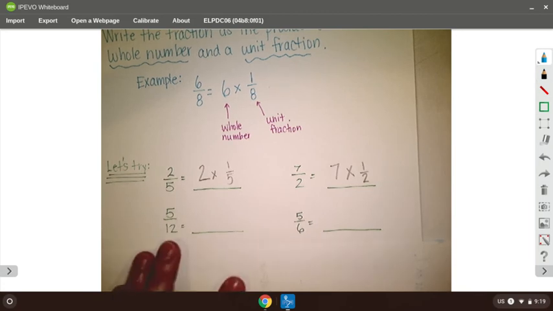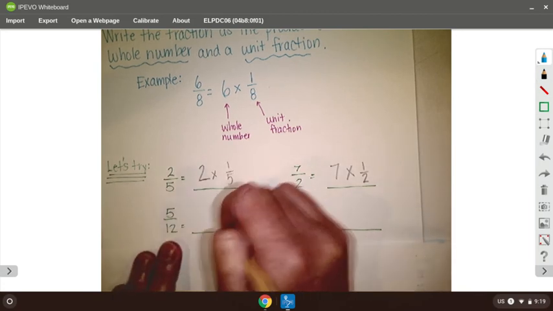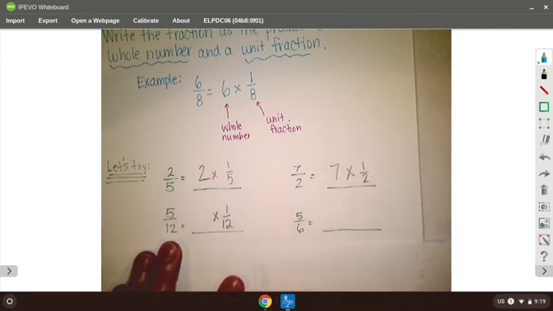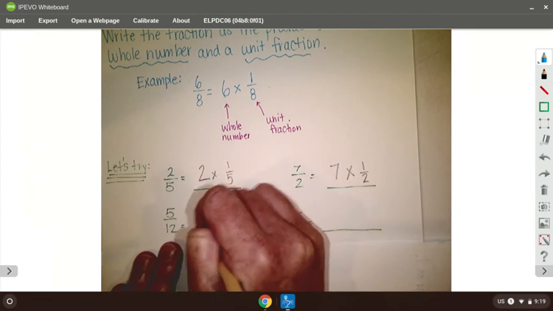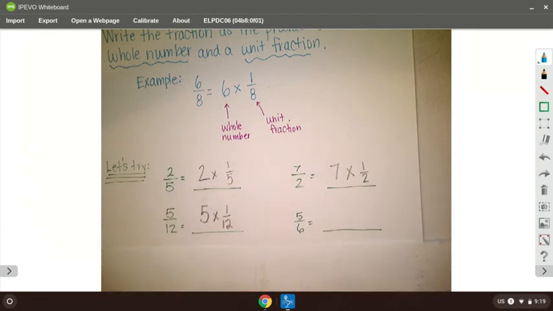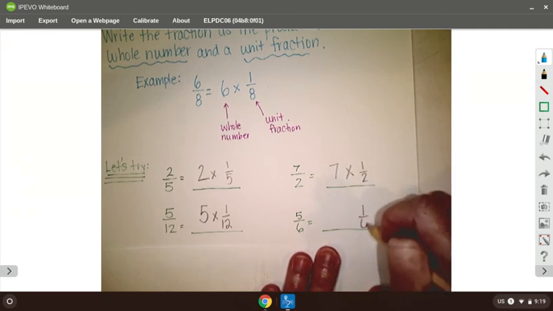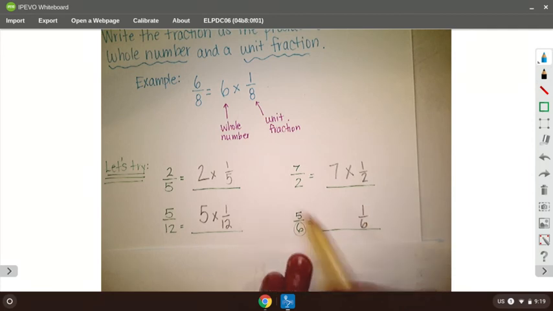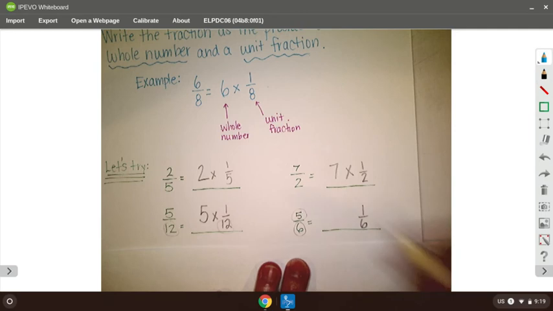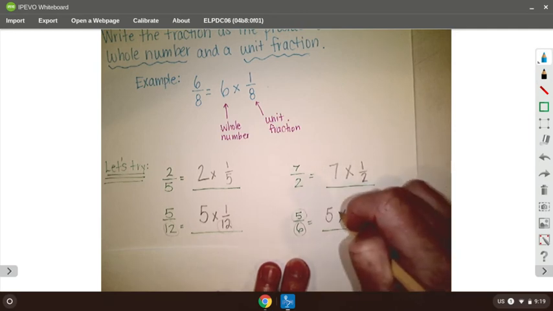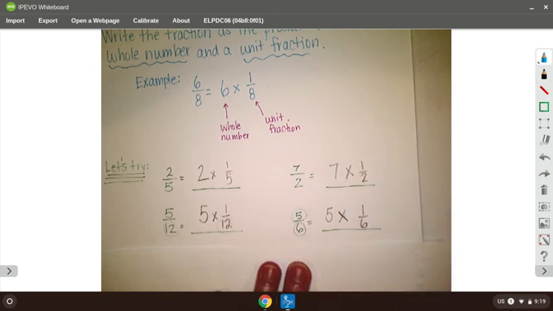Down here, I have 5/12. 1/12 is my unit fraction. What am I going to multiply by to get 5 of them? 5. And lastly, I have 5/6. My unit fraction is 1/6. I use the denominator that I already have. Do you see? I used the denominator that I started with for all of these. And then if you look, I actually multiply it by whatever number my numerator is, right? 5 times 1/6 gives me 5/6, okay?